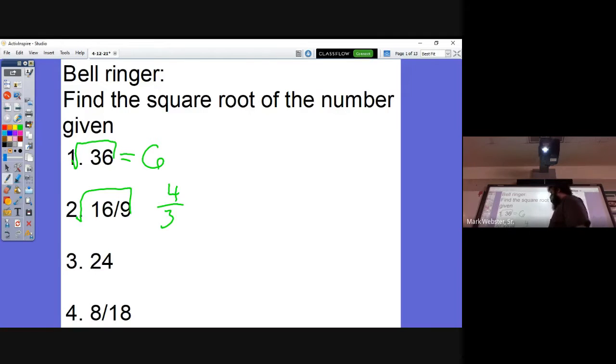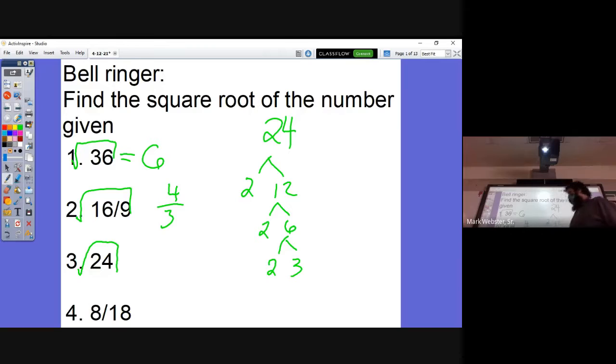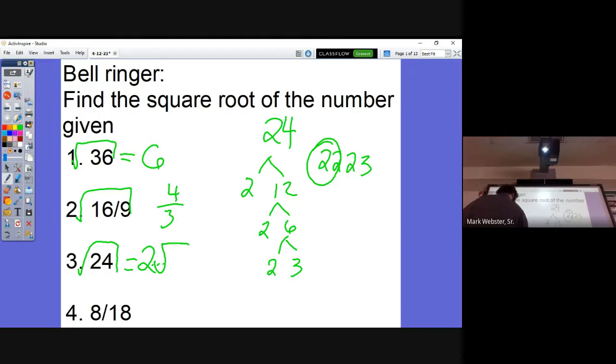Now, when it comes to something like the square root of 24, okay, we have to do a little bit more effort. We have to break this down, right? 24, and then we write out our factors. So when we break this down, 2, and then these two are unpaired, so we put a 6 in there. So 2 radical 6, right?